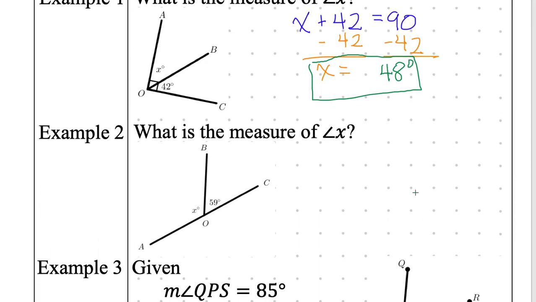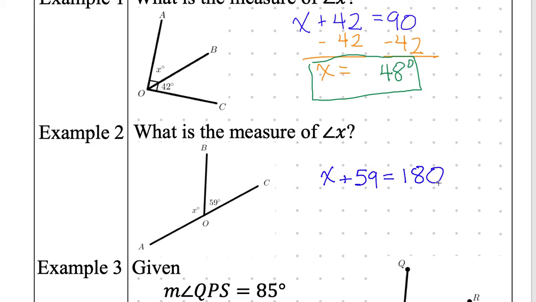Question number 2, example number 2. Now I need to find the measure of x. Is there someone that can set up an equation for number 2? Julian. X plus 59 is equal to 180. There it is. Thank you, Julian.